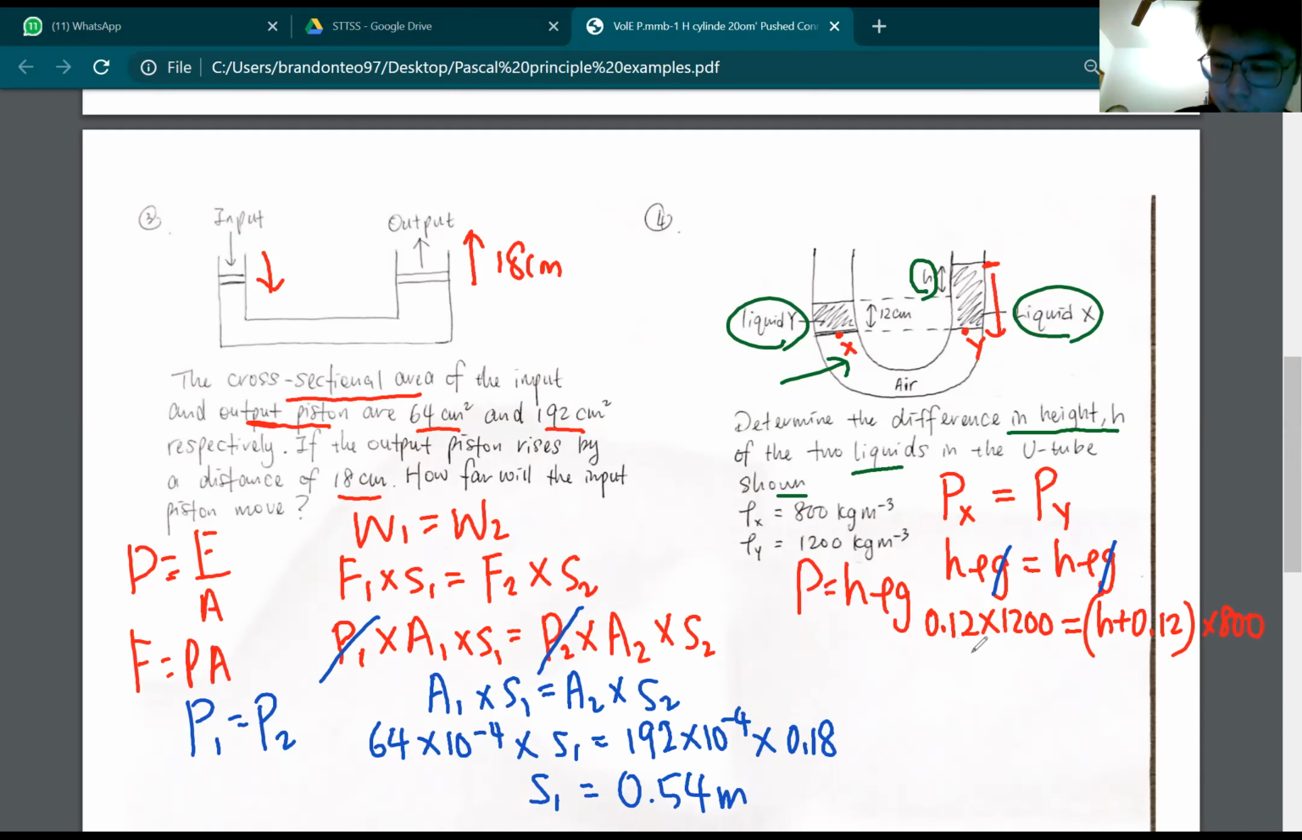Okay, so you need to find H. What is the difference in height H? If you calculate, then you will get 0.06 meter. Okay, 6 cm. This is the answer.